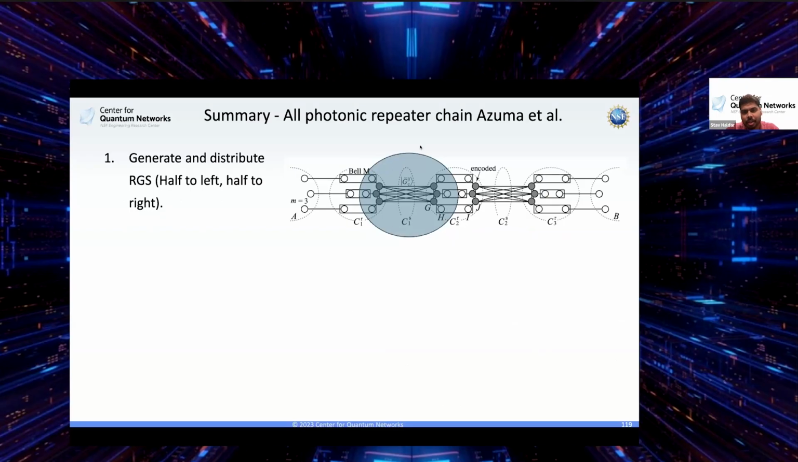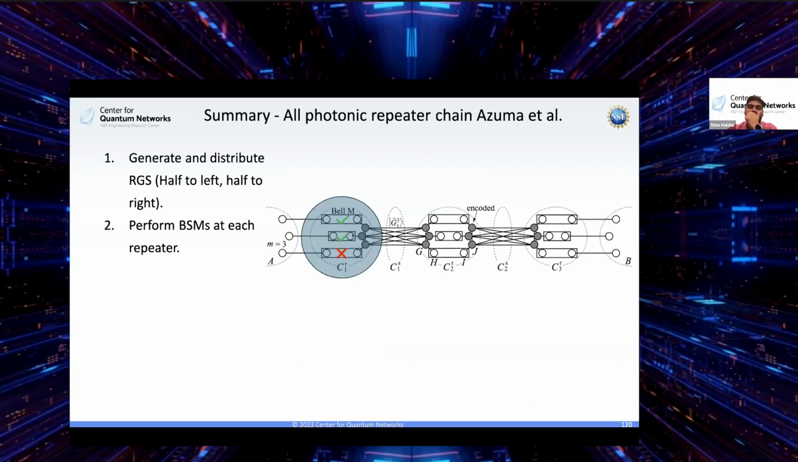You had the generation of the repeater graph states at the source stations. You distribute half to the left, half to the right. Then you had these Bell state measurements, which are associated with the heralded link generation part of the protocol. Some of these succeed, some of these fail. You hope that at least one leaf qubit arrives and at least one Bell measurement succeeds at each repeater.